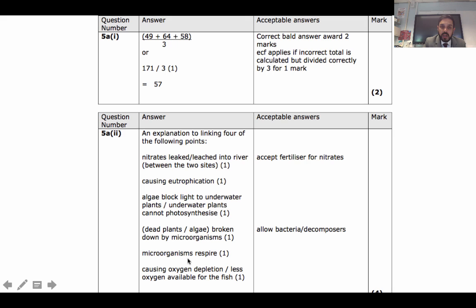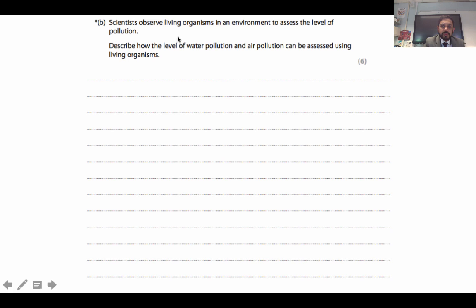Scientists observe living organisms in the environment to assess levels of pollution. Describe how the level of water pollution and air pollution can be assessed using living organisms. It's basically asking you for examples of the different organisms. Like we've talked about sludge worms and stonefly larva, it's asking what each one of those is used for. So there's loads of things you can talk about.